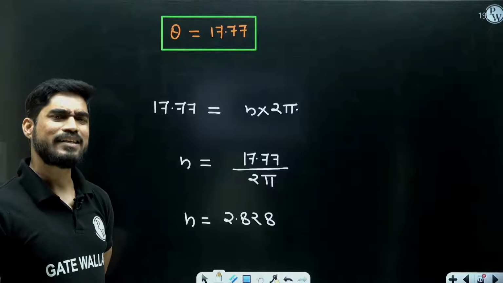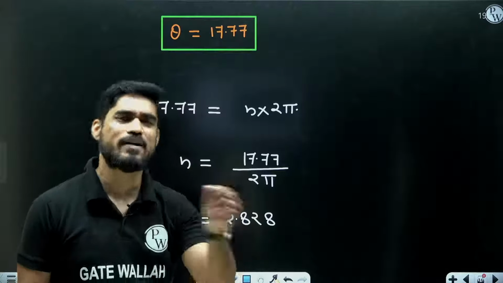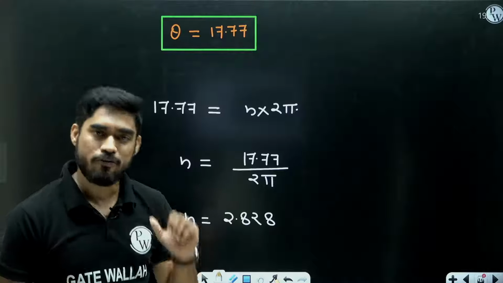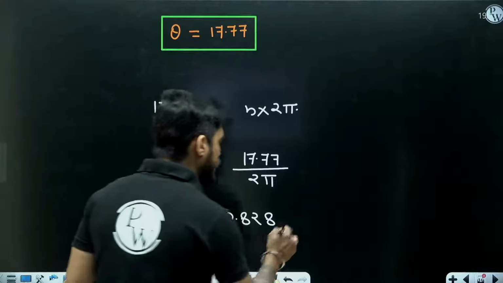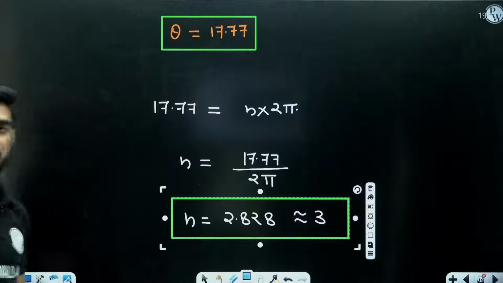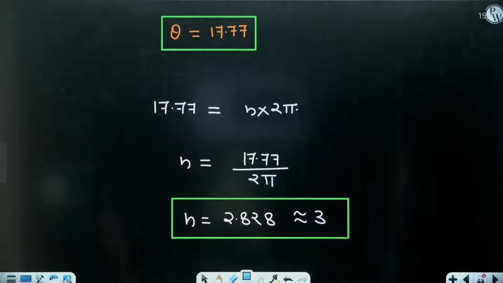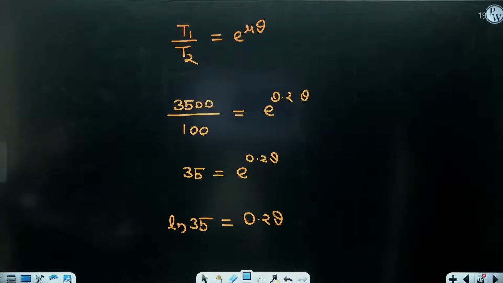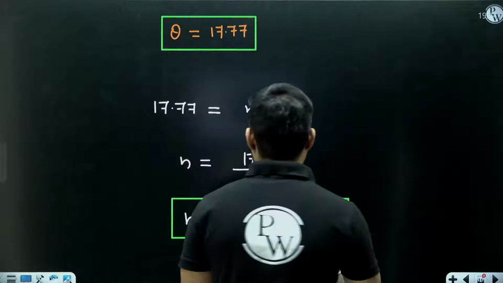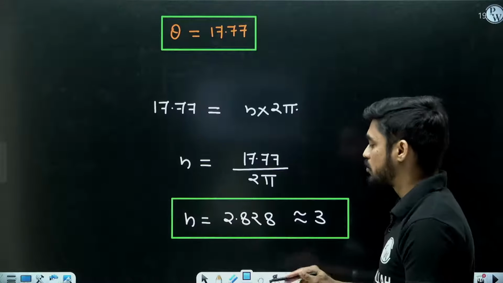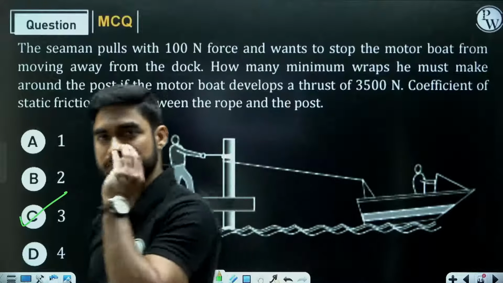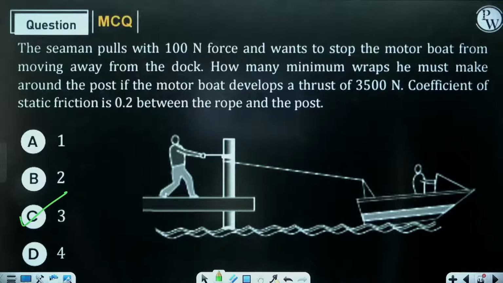But he cannot wound the rope 2.828 times. He can either wound it 2 times or 3 times. So now what you need to do is take a value greater than this. So you will take n equal to 3. You cannot take less than 2.828. You can take more, but you cannot take less. If there is more friction, no problem, but it should not be less friction. So you will go to a value slightly greater than this. N will be equal to 3. So your answer will be C, 3. I hope it is clear to you.